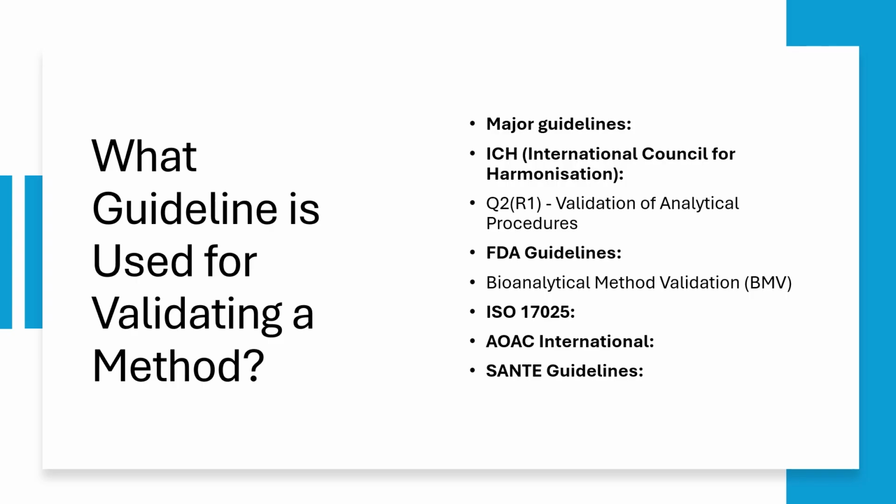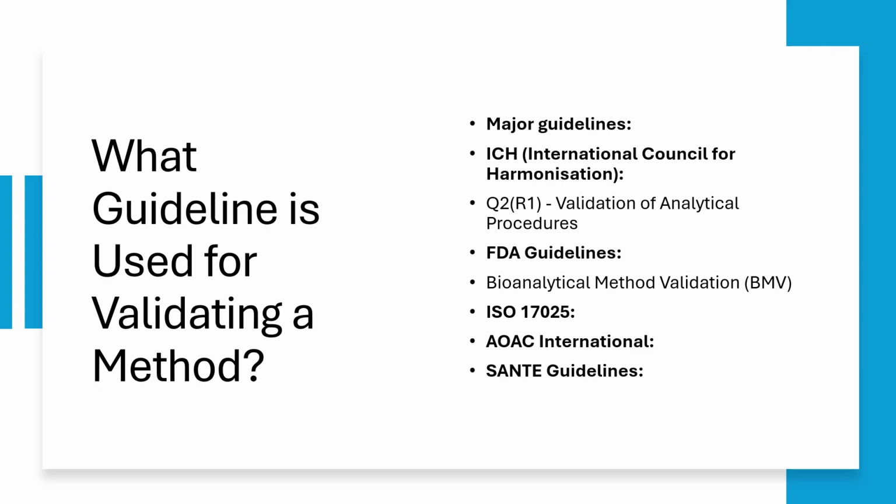So the major guidelines are the International Council for Harmonization, that is ICH guidelines. In ICH, there is Q2R1, that is validation of analytical procedure. This Q2R1 is primarily for pharmaceutical applications. This covers specificity, linearity, accuracy, precision, range, and detection limit.